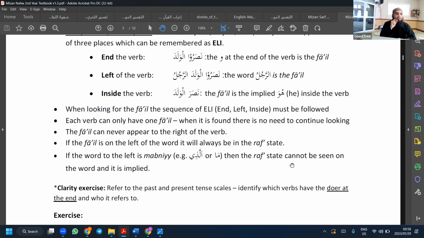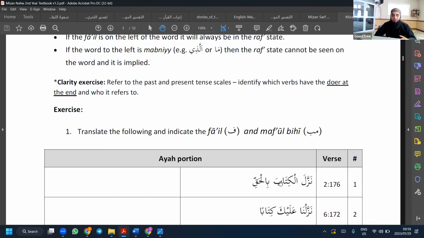However, the fa'il can be a word that is mabni. What does mabni mean? The ending doesn't change. So it might not look like it's in raf, but it will be. We call that an implicit state of raf, or fi mahalli raf. But the rule is the fa'il is in raf. So even if it's a word that doesn't change, it's still in raf. It's just not explicit, it's implicit. Okay.